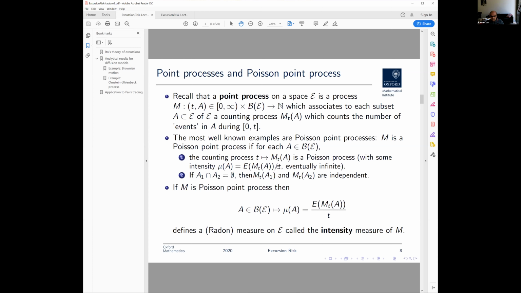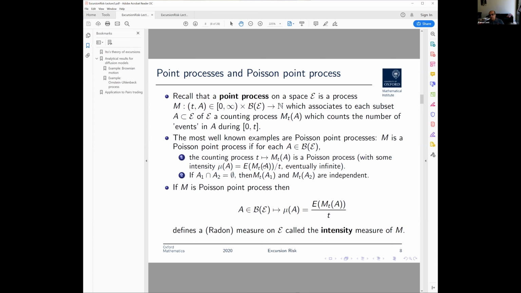It will have some intensity which depends on A. And eventually we allow this to be infinite. We don't necessarily try to refine it. We allow this to be finite or infinite. So if the intensity is infinite, we also call it a Poisson process. If it has infinite mean, it's okay.